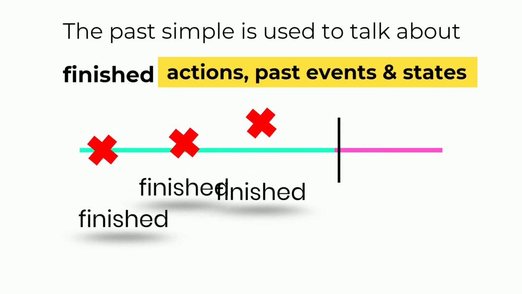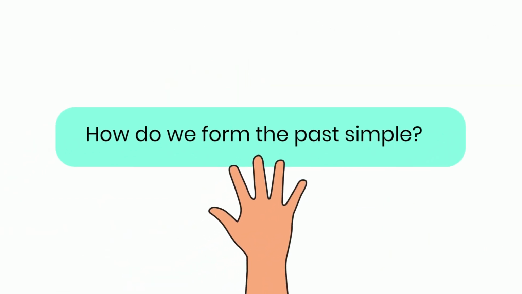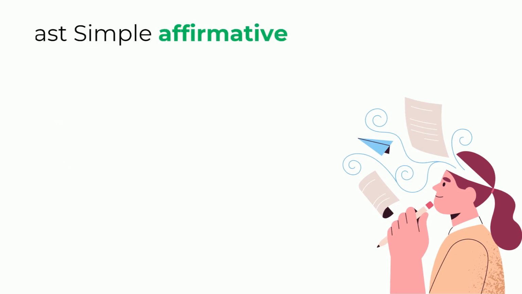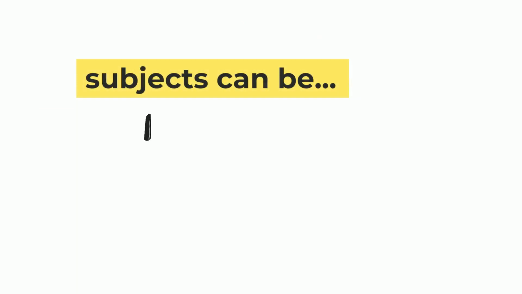The past simple is used to talk about finished actions, past events, and states. How do we form the past simple? Form the past simple affirmative by using the subject, verb, and object.